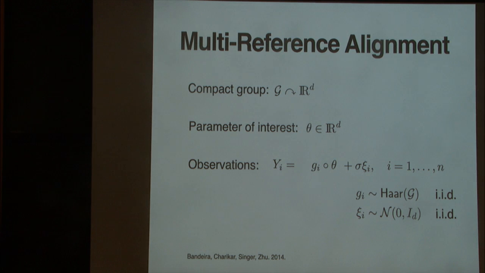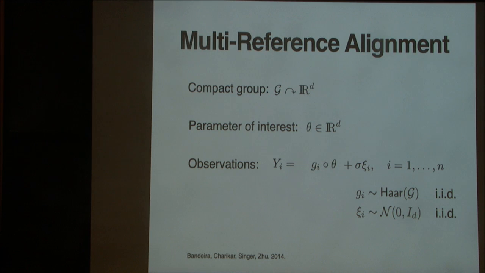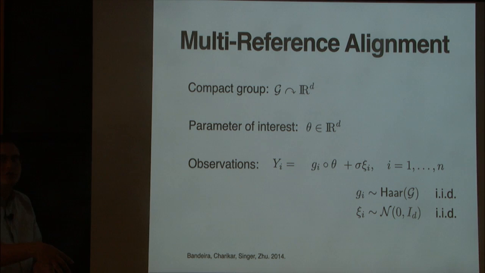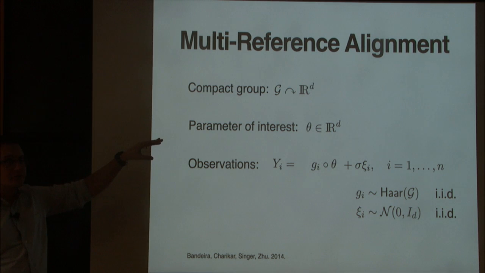We have a compact group acting on R^D. I want to make sure that we all understand D here is not 3, because we have a three-dimensional molecule. D is the discretization of the molecule that you have. The group is typically expressed in terms of spherical harmonic coordinates, but the group is acting on R^D, and what I'm saying is that if I take a molecule and apply a three-dimensional rotation to it, it's going to have an impact on what those coefficients are, and this is what I mean by the group acting on R^D. It's very complicated to understand how this action happens on R^D.